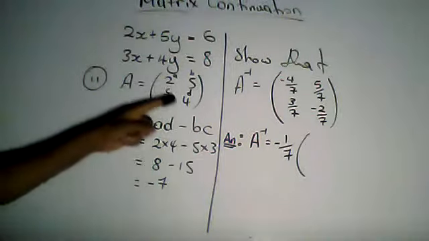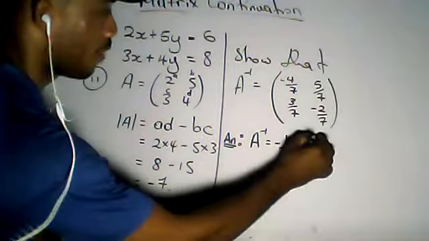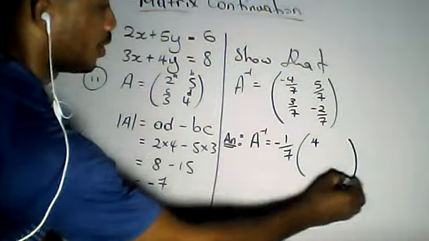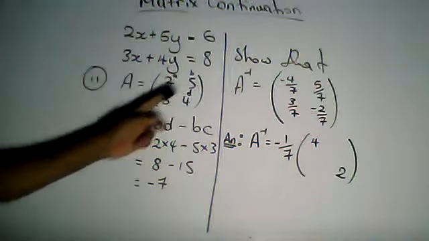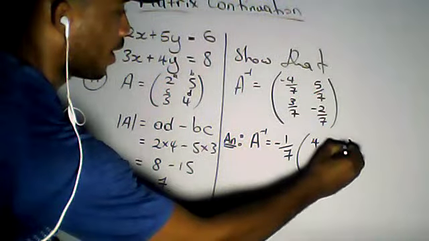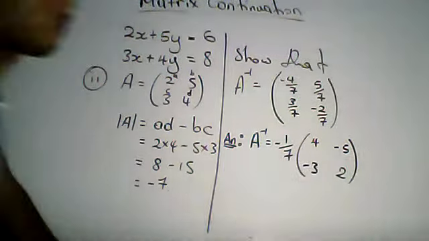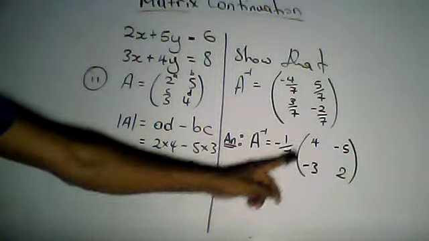Now the adjoint, remember what we're going to do? For the leading diagonal, we're going to switch the values. So I'm going to have 4 there and 2 down here. Then for the minor diagonal, we're going to change the signs. So I'm going to have minus 5 and minus 3. Now to conclude this, I'm going to do the matrix product.